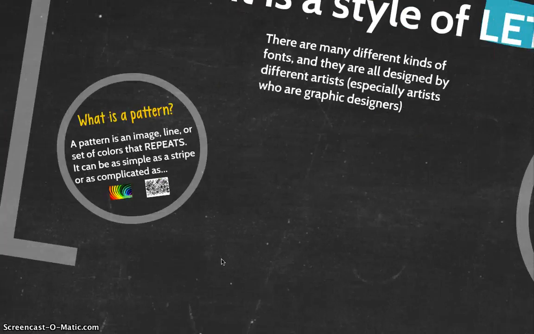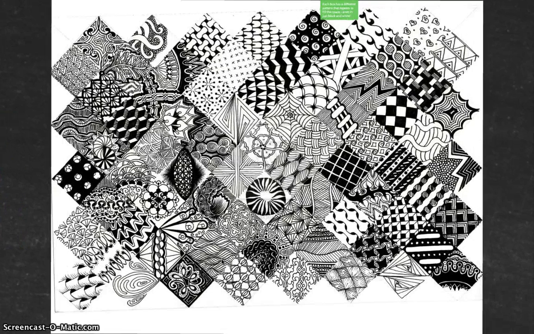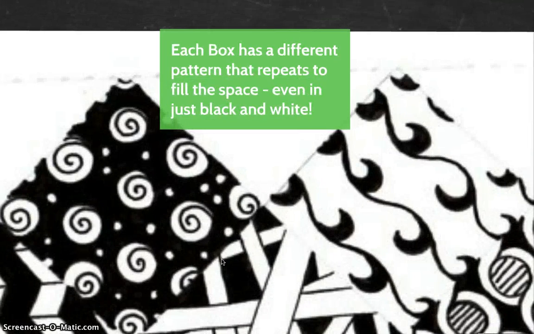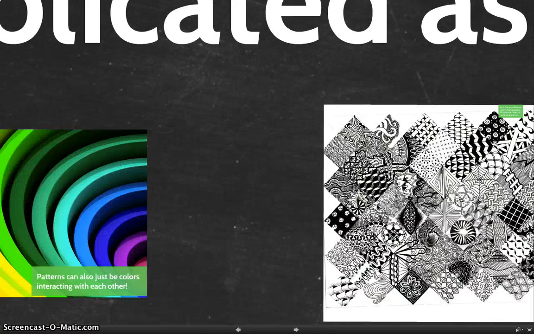Now, what is a pattern? A pattern is an image, line, or set of colors that repeats. Now, it can be as simple as a stripe or as complicated as all of these you see here that are some examples that you'd see in doing something like a Zentangle. Now, each box has a different pattern here that repeats to fill the space. Even if it's just black and white, you can see that as long as the thing repeats, you can have multiple different things. You can have different sizes of things. You can have lines. As long as it repeats, it's a pattern.